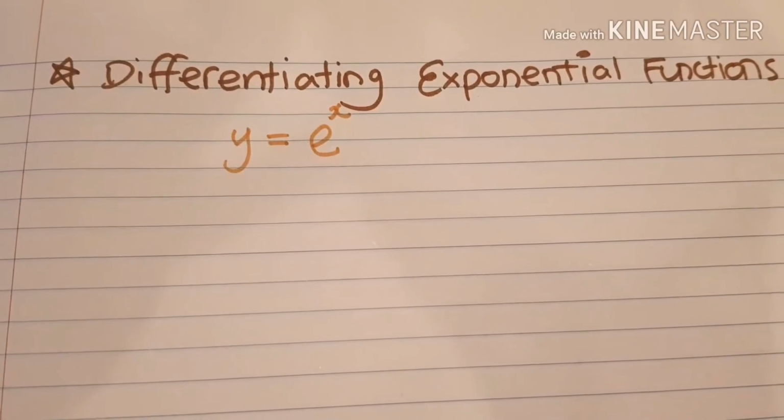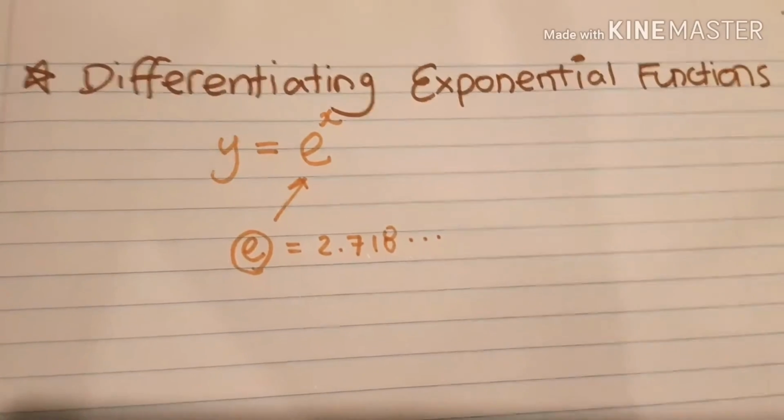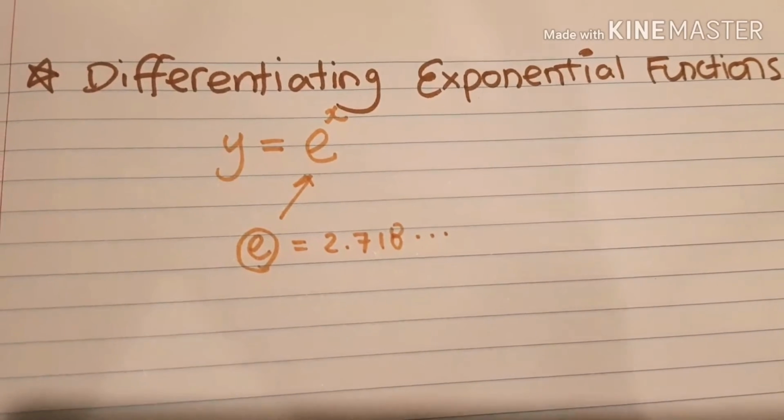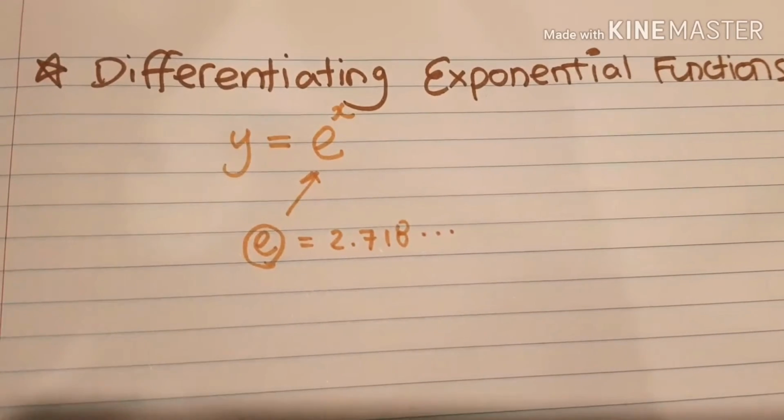Today what we're going to learn is how to differentiate the exponential function. So the exponential function is always y equals e to the power of x, where e is an irrational number, 2.71..., just like pi.